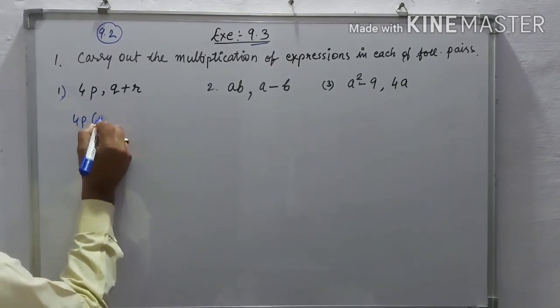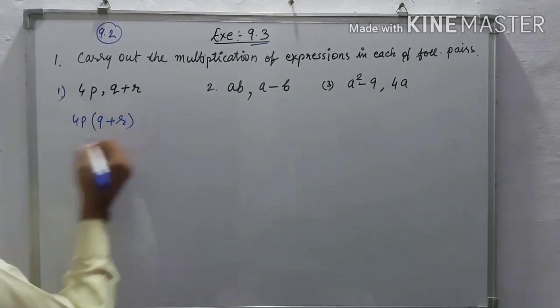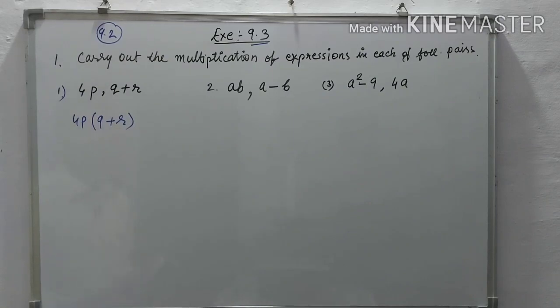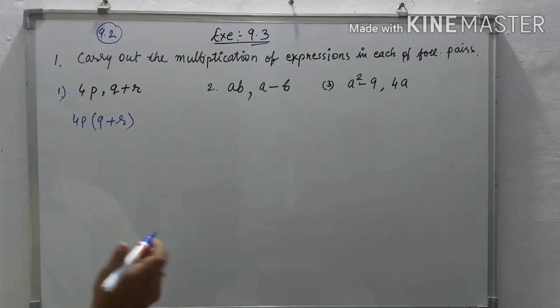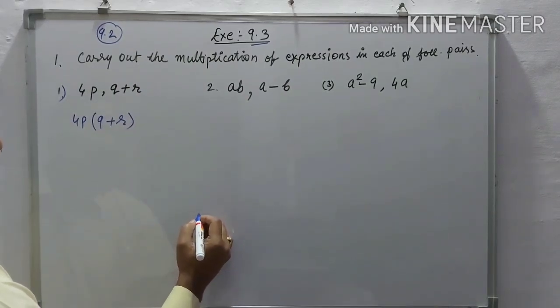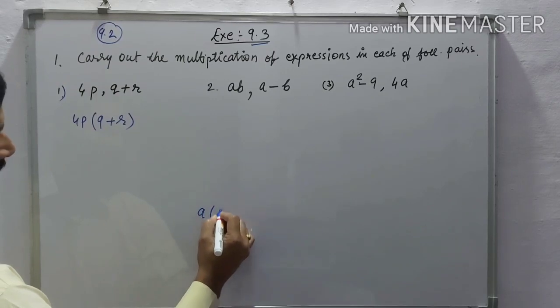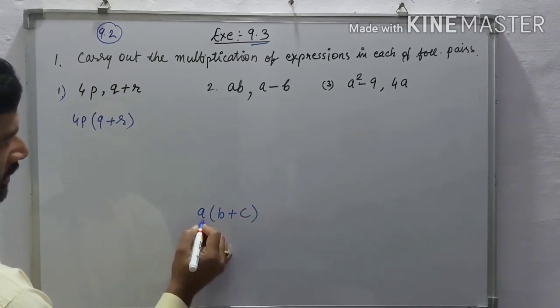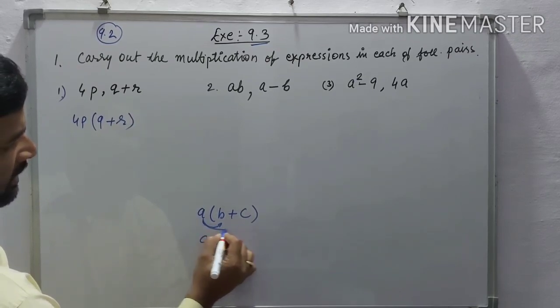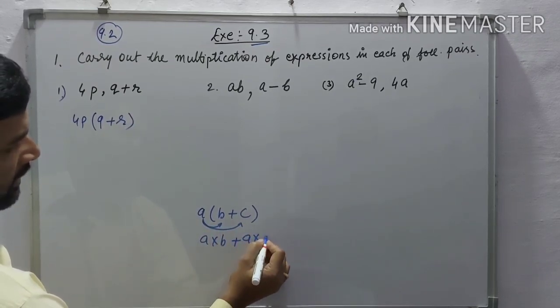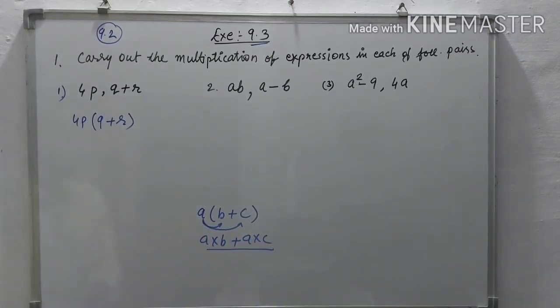4p multiply q plus r. Okay, 4p multiply q plus r. So there is a distribution law. The distribution law, as in primary classes, you write a(b plus c). So first we multiply a into b and second we multiply a into c. This is the distribution law.